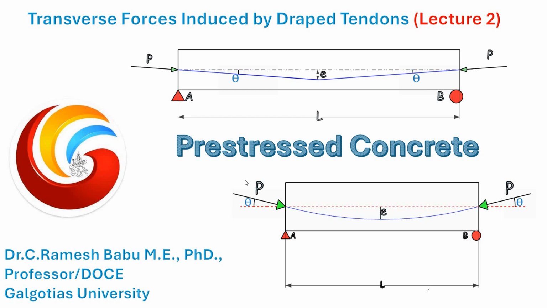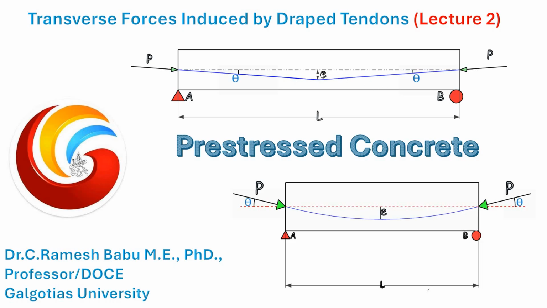Yeah, dear civil engineering people, today we will discuss the transverse forces induced by draped tendons. Now, it's not that in pre-stressing beams we are always providing tendons in a straight profile. You can change the profile of the tendon. For example, in this case, the profile of the tendon is having a kink at the center.